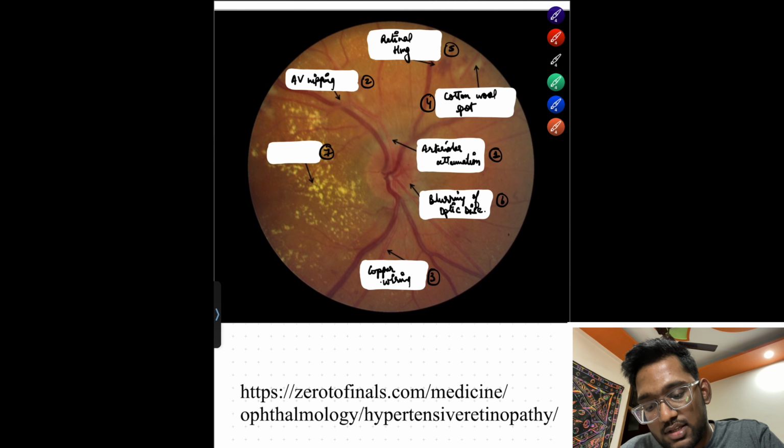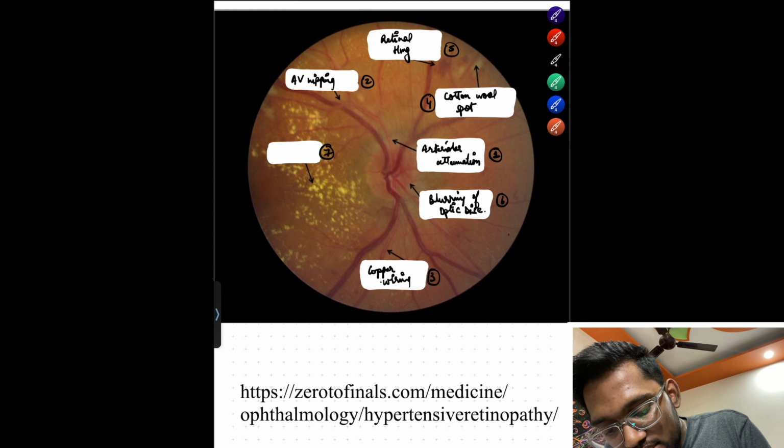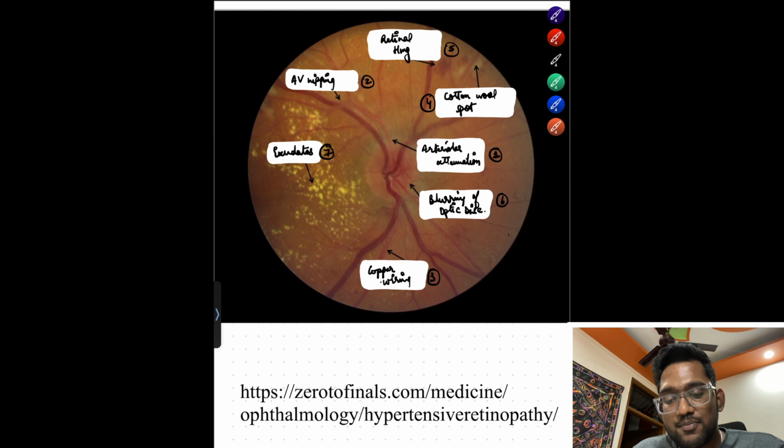Now the last feature, the 7th one, if you look at these yellowish deposits which are present, these are the hard exudates or exudates normally called. This is basically the lipid deposition in the outer plexiform layer of the retina, which is also seen because of the breakdown of the blood retinal barrier, and therefore these are the exudates. Now if this is seen in the form of a star-like picture, that is called the macular star, it is a feature of grade 4 of the Keith-Wagner classification, which is seen in malignant hypertension.